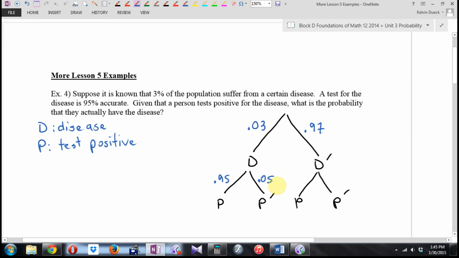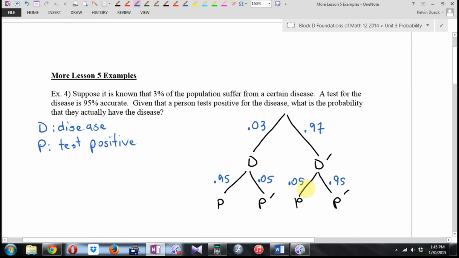If you don't have the disease, right-hand branch, should you test positive or negative? Negative. How often? How accurate is this test? 0.95 goes on the negative. How often should we have a false positive? 5% of the time. There's our tree. All medical tests have false positives and false negatives.